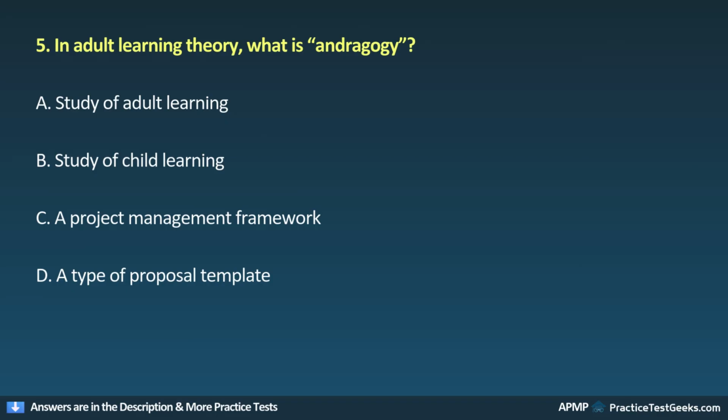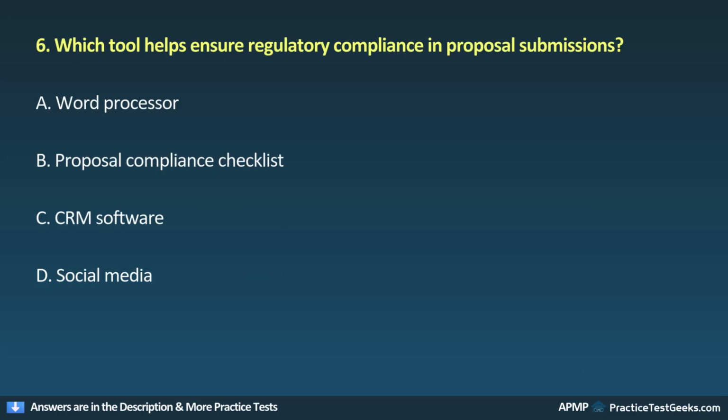A. Study of adult learning. B. Study of child learning. C. A project management framework. D. A type of proposal template. 6. Which tool helps ensure regulatory compliance in proposal submissions?